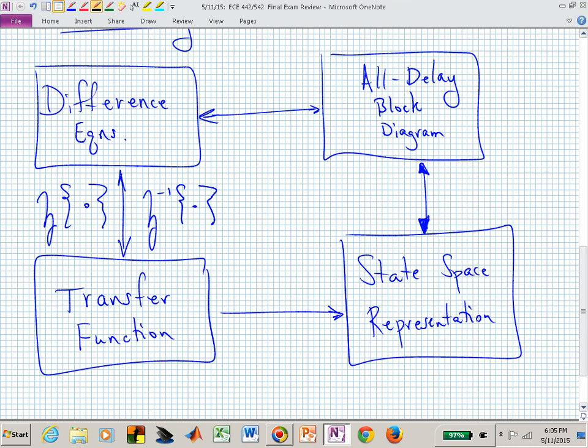The answer to that was provided. I'll just repeat it since you probably didn't pick it up on the microphone. Here you are labeling the outputs of each of these delay blocks as your state variable components, or the states, x sub 1, x sub 2. The states are outputs of your delay blocks.